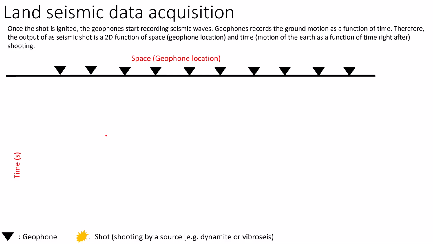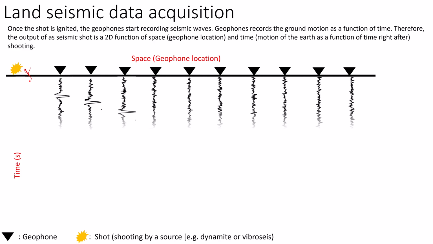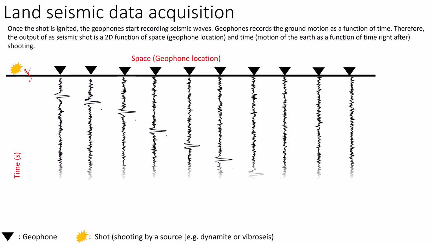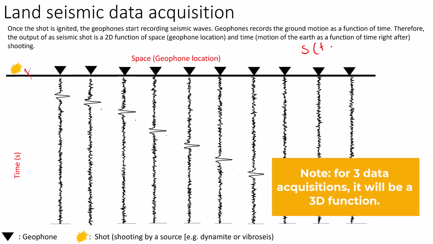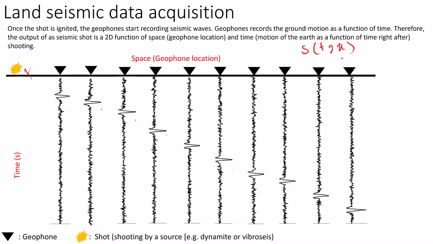So here I just wanted to mention how we record seismic data. What you see is an array of geophones. We place a source here, and then we fire it. Once we activate the source, we record the ground motion simultaneously as a function of time. So the output of seismic data is a 2D function: one axis is time and the other is distance, which corresponds to the geophone location.